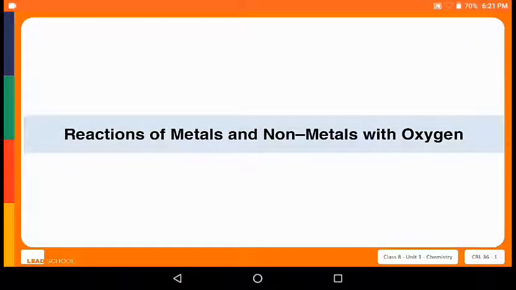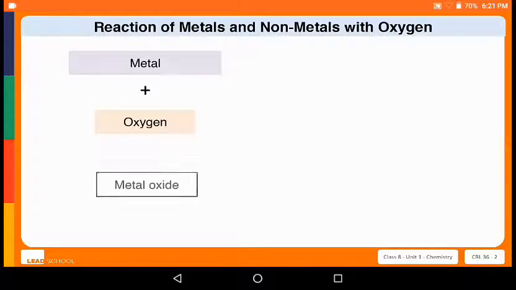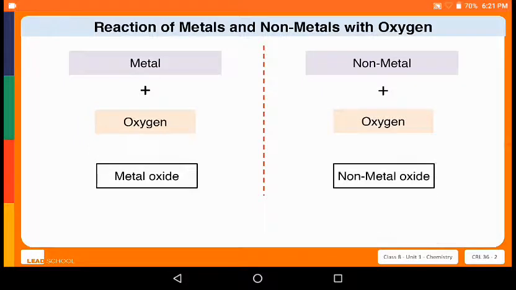Let us learn about the reactions of metals and non-metals with oxygen. Metals react with oxygen to form a metal oxide. Non-metals react with oxygen to form a non-metal oxide. सो फर्स्ट मेटल को ऑक्सीजन के साथ रिएक्शन कराएंगे तो क्या मिलेगा? मेटल ऑक्साइड. देन नॉन मेटल को ऑक्सीजन के साथ रिएक्ट कराएंगे तो we get non-metal oxide.